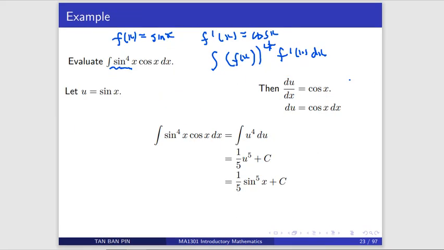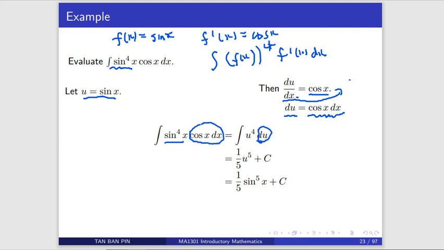And what you do is you let u be sine x, and if you differentiate with respect to x, du/dx is cosine x. And like what I mentioned just now, you think of du/dx as a fraction, so you can multiply dx with the right hand side. So we get cosine x dx is du. So cosine x dx can be replaced by du.